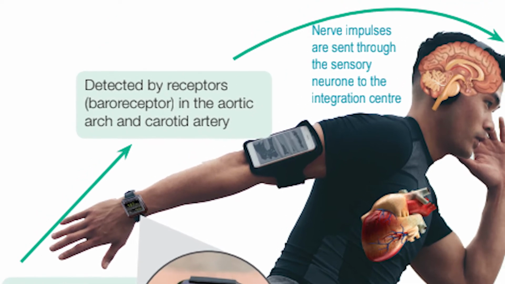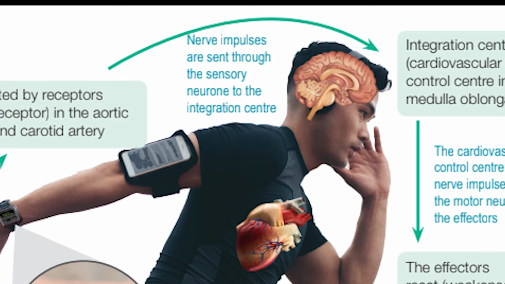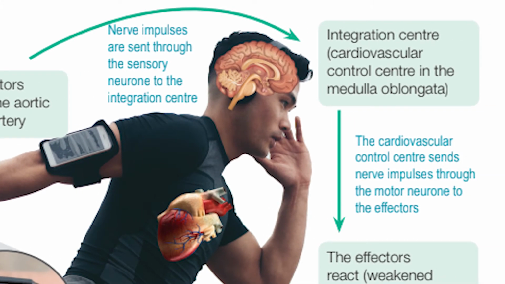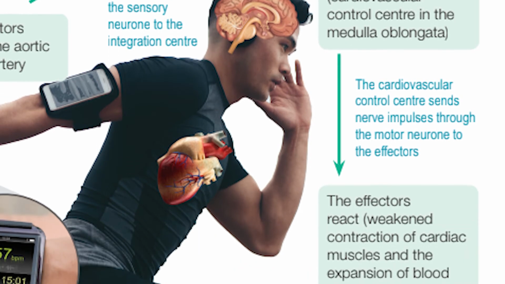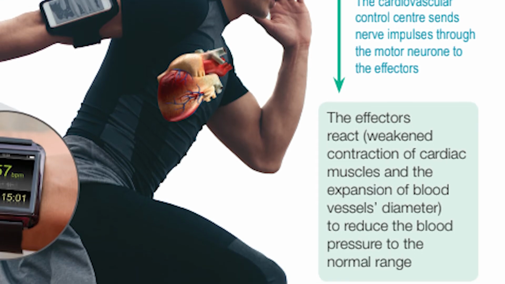Then it will be detected by receptors, which is the baroreceptor, in this case in the aortic arch and carotid artery. Then nerve impulses are sent through the sensory neuron to the brain, or to be specific, the cardiovascular control center in the medulla oblongata. After that, the cardiovascular control center sends nerve impulses through the motor neuron to the effectors. The effectors react by weakened contractions of cardiac muscles and the expansion of blood vessel diameter to reduce the blood pressure to the normal range.